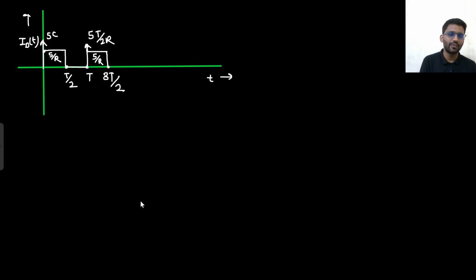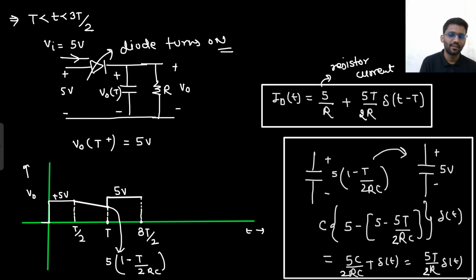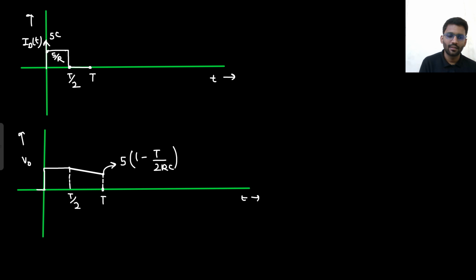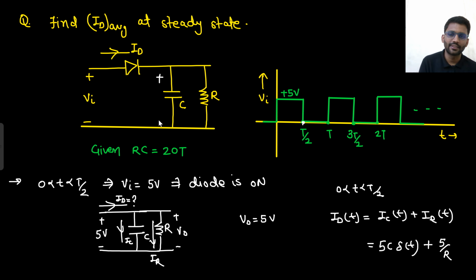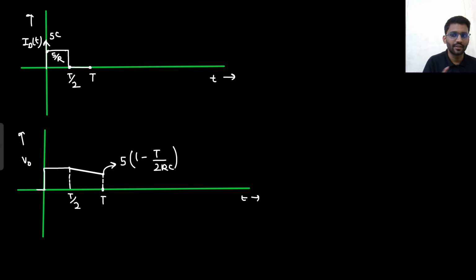Now at 3T by 2 plus what will happen? At 3T by 2 plus, it is charged to 5 volt and this is 0. What will happen? The diode will be turned off again. The same thing that happened from T by 2 to T will happen from 3T by 2 to 2T. Exactly the same waveform. Everything will be the same. Here 5 volt, here 0 volt. Are you getting this point?